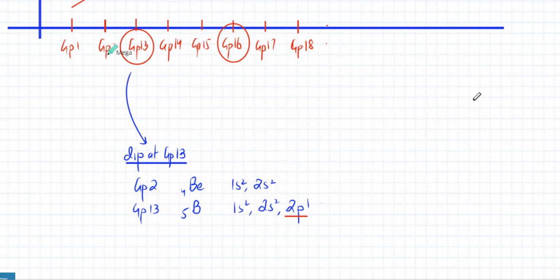Between group 1 and group 2, there was no change. Group 1 is s1, group 2 is s2. At group 13, you start removing electrons from p1. So all of a sudden, you're removing an electron from a subshell that is much further away. So your explanation would include that it's easier to remove electrons.